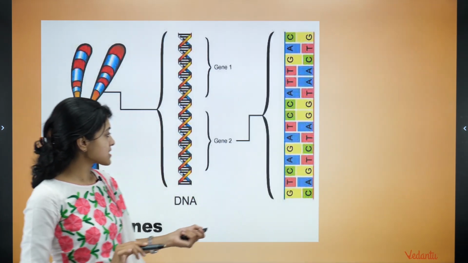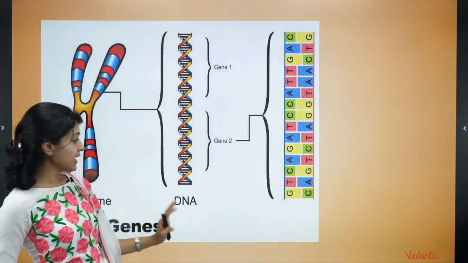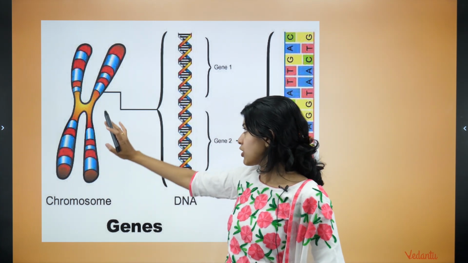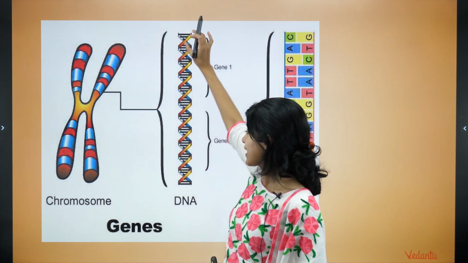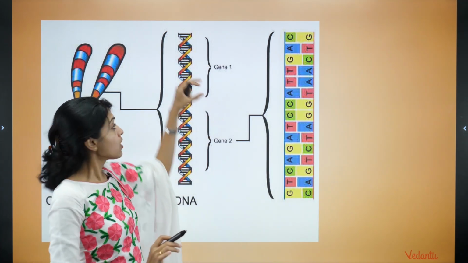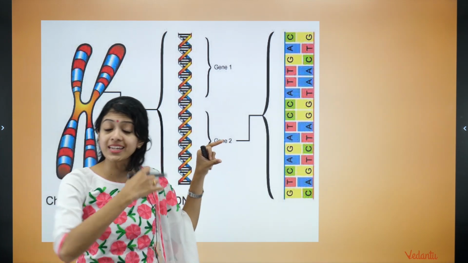Now let us look at another image wherein I have put the chromosome, DNA and genes. Okay, we have the chromosome, which we all know about. If you just pull it out, you would have a thread of DNA, and in that, one section of it is one gene, next section of it is another gene, and so on.